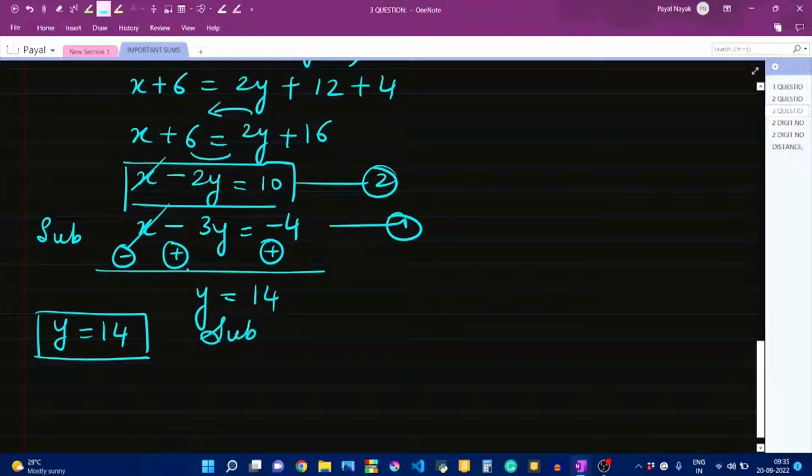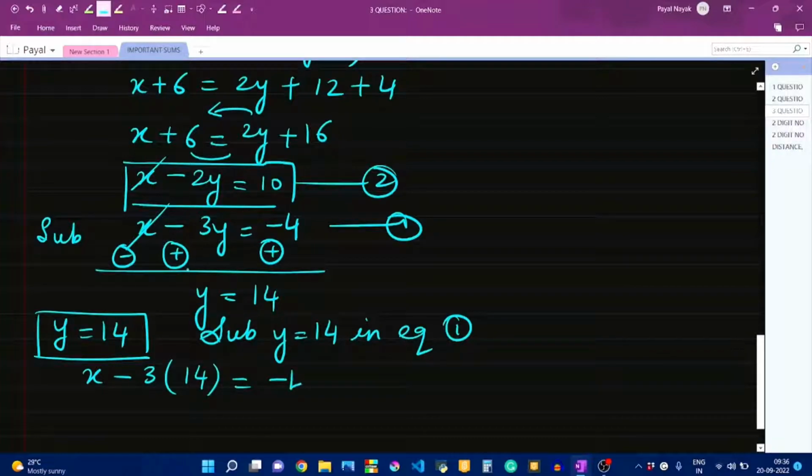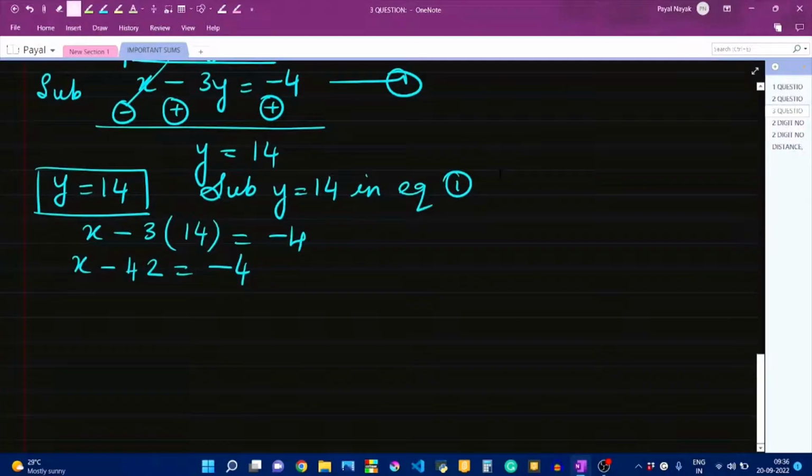So to get the value of x, you will be substituting y. Substitute y is equal to 14 in, say, equation number 1. So what do you get? x minus 3 times 14 is equal to minus 4. x minus, 14 threes are 42, is equal to minus 4. So you will take 42 to the other side. So what do you get? x is equal to 42 minus 4. So x is equal to 38.